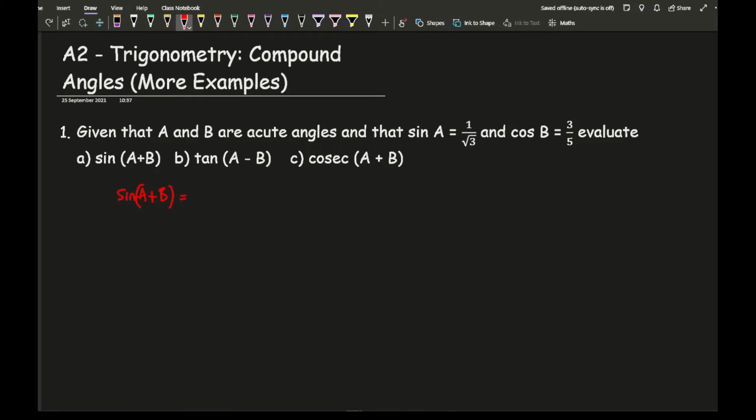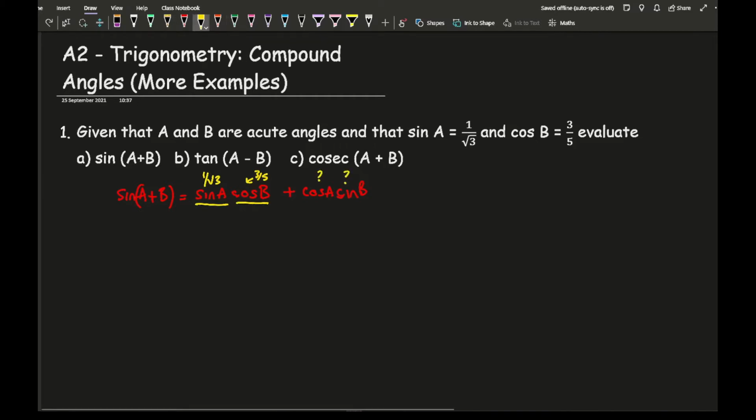Now that, in terms of our trig identity, is going to be equal to sine A cos B plus, because obviously the plus is in the bracket, cos A sine B. So in terms of this, I've been given the values of sine A, which is not a problem because that's 1 over root 3, and cos B, which is 3/5. Now the problem is I don't know what cos A is going to be, and I don't know what sine B is going to be.